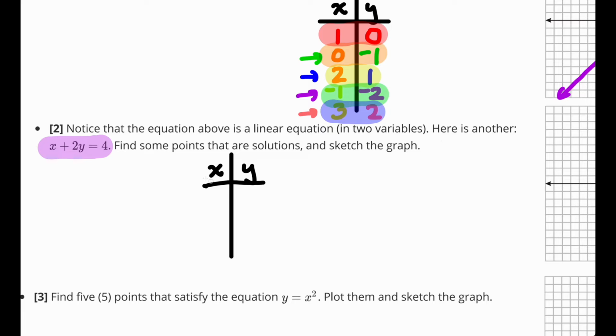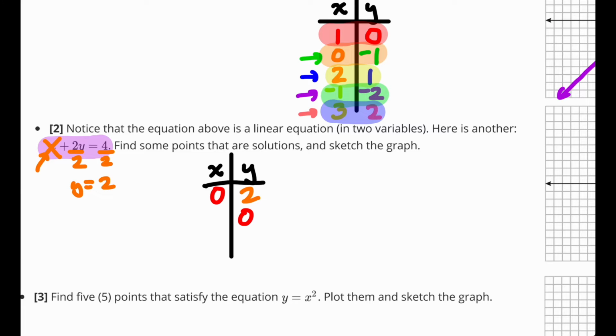We're going to make our XY table like we did before, and in this case, we're going to put 0 in for X and 0 in for Y, and then solve. Now what's great about doing this is it makes the equation super easy to solve. So if X is 0 right here, you can just get rid of it, and then you just have 2Y equals 4, divide both sides by 2, Y is equal to 2. And then you just put a 2 there.